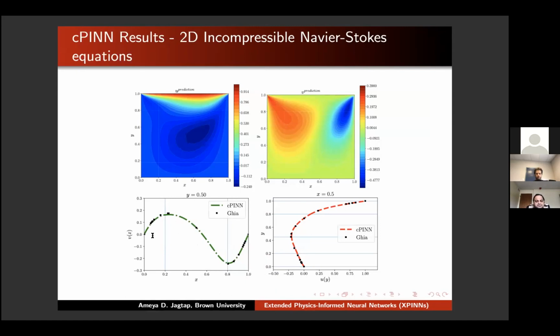And this is the comparison of CPINN results with that of the reference. That's the standard result we have, and they are matching pretty well. So these blue lines are the domain interface lines here.